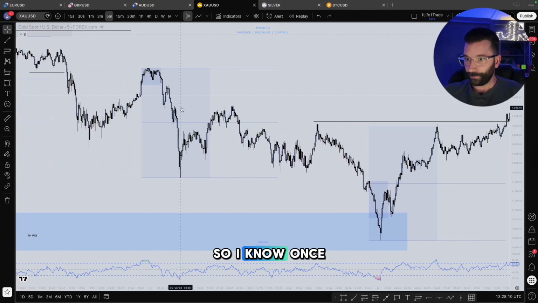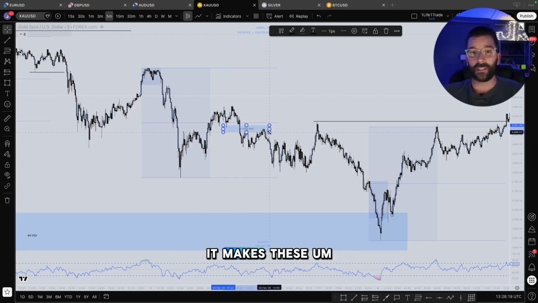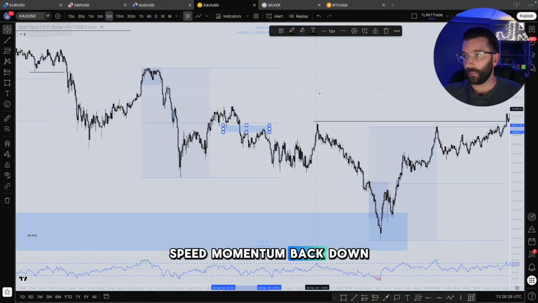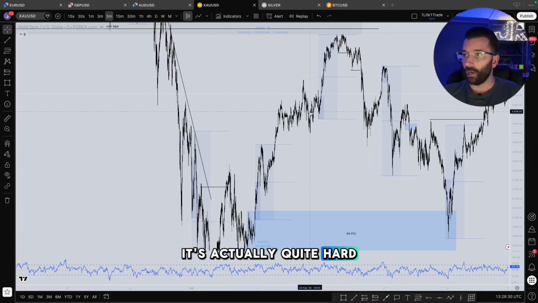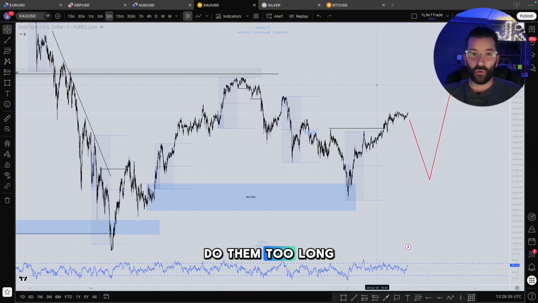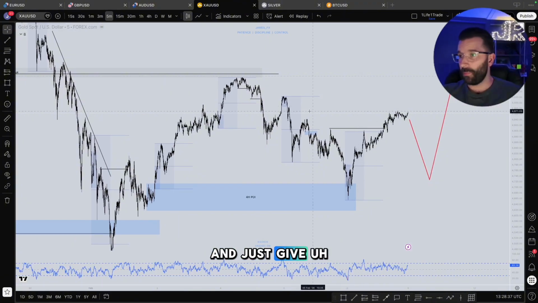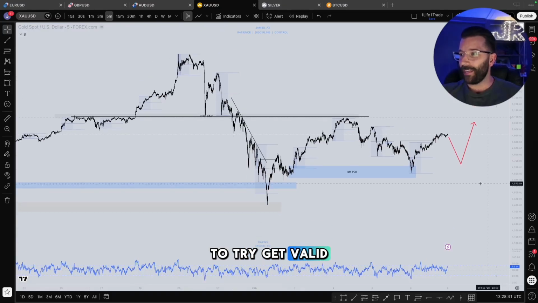So I know once it comes into these POIs and it starts making these reactions on the smaller time frames, because it's fractal, it makes these same patterns on every time frame. I'm looking for a short here, up here, speed and momentum, back down. So I hope that helps. It's actually quite hard trying to keep these too short, but I don't want to do them too long and just give too much away. So I'm learning as I'm going, guys, to try get valid information out.